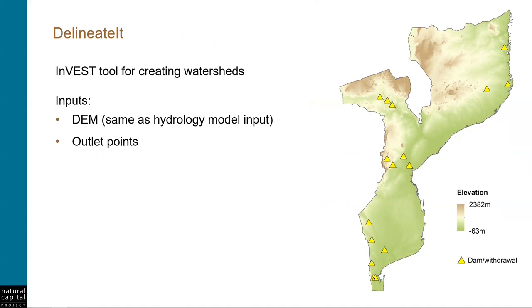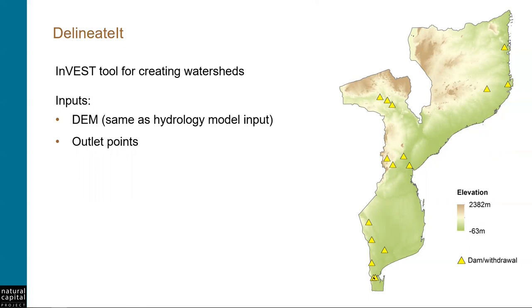I use Delineate It because it is simple to use, it works well, and it can generate watersheds that overlap, which is sometimes useful for ecosystem service analyses, like when your points of interest all lie on the same river. The geospatial inputs to the tool are a digital elevation model, or DEM, and the point location of the outlet or outlets that you're generating watersheds for.